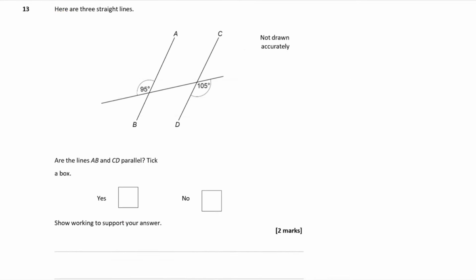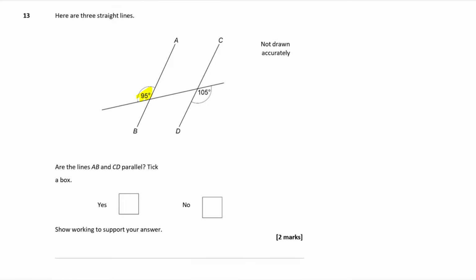Question 13. Here are 3 straight lines. Are lines A, B, and C, D parallel? Tick a box, yes or no. Show working to support your answer. Well, I know already that they're not, and the reason I can tell is that these two angles are different. Okay, if they were parallel, then these two angles would have been the same, and they're not. Okay, so therefore they are not parallel. Okay, because if they were parallel, then this angle here would be the same as 95, because they would be corresponding angles, and that angle and the 105 would have to be equal because they're vertically opposite.